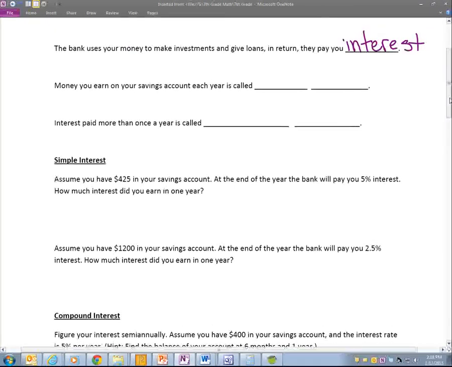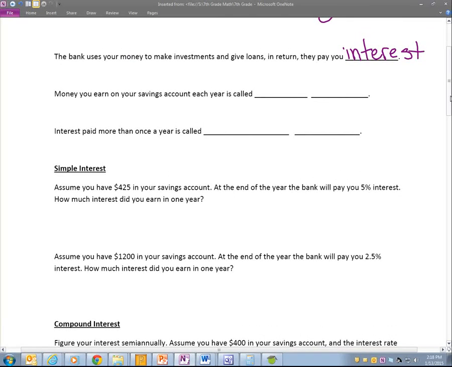Yep. All right. The money you earn on a savings account each year and only each year is called simple interest. Simple interest is when you don't make money off of the money that is earning interest. Let me try that again. Your interest is not added to your income.